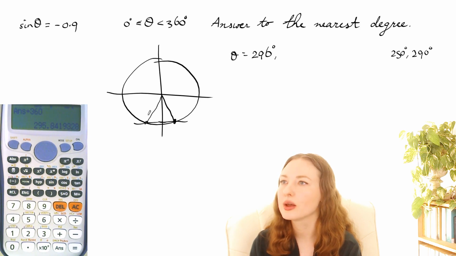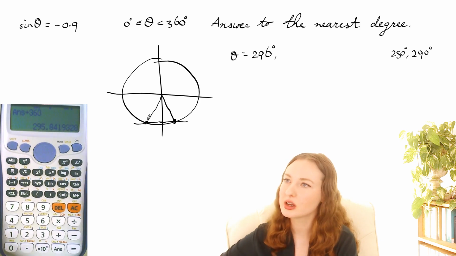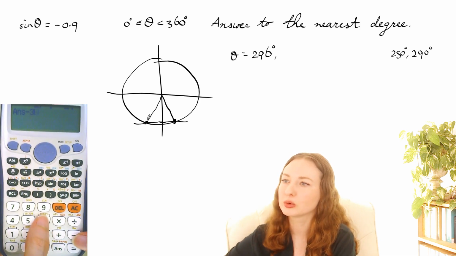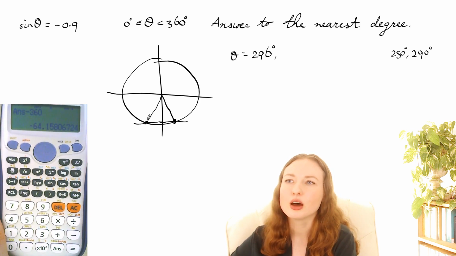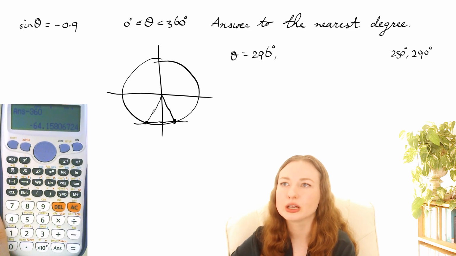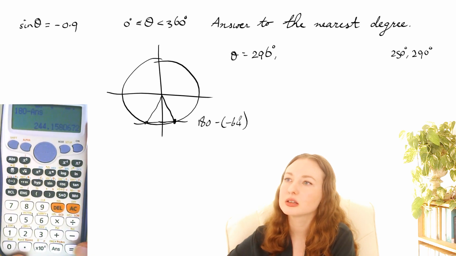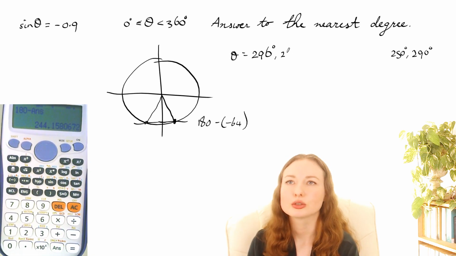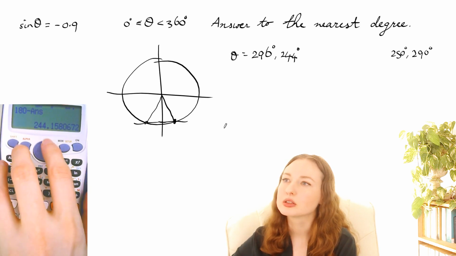Now, to get the other one, there's actually a lot of different ways that you can do this. I'll just show you a couple ways. Maybe what we can do is go back to what we had before. Take that 360 off again. So negative 64. Now, if you think of that as like 180 plus the 64, that's like 180 minus negative 64. So you can go like 180 minus ans, and that will give you the other one, 244 degrees.